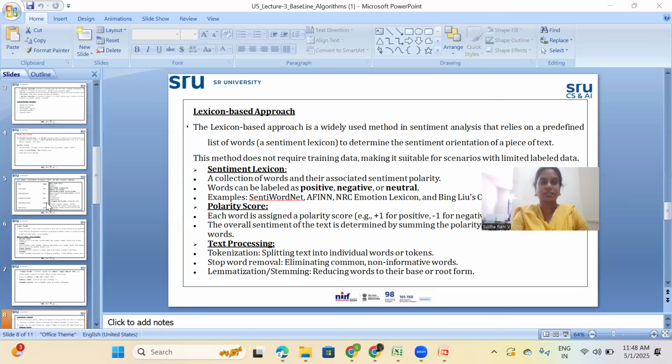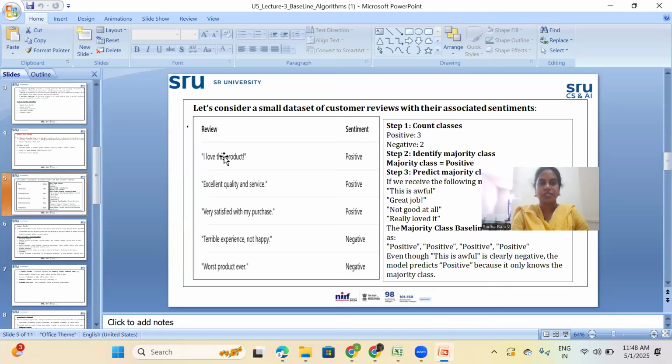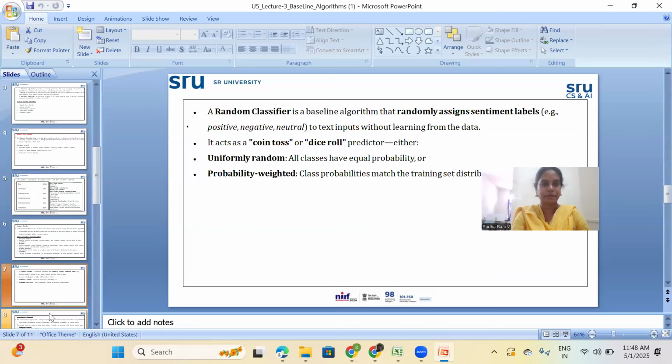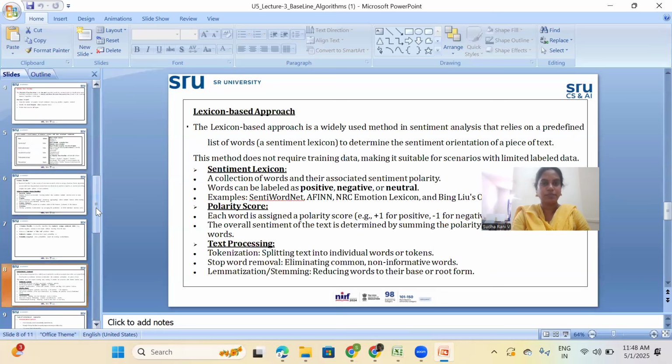Like the example we just took, I said that love is a positive word. So if I think love is a positive word, then I can assign +1 to this word. Terrible is a negative word. If you think terrible has to be assigned as a negative word, -1 can be assigned to terrible as it indicates a negative word. So that is the polarity score, where every positive word has +1 and every negative word has -1.